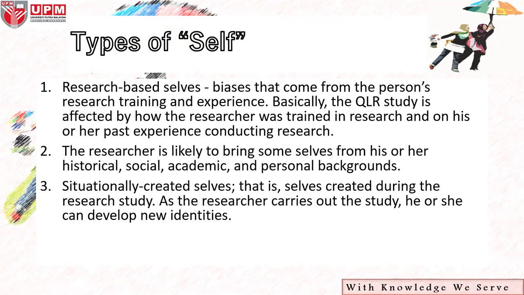Okay, next one, types of self. Dia ada tiga jenis. Okay, research-based self. Diri kita. Okay, first bias, research-based self ni referring to the bias that come from the person's research training and experience. Okay, bias tu datang bila kita attend the training related to the research ni. So basically the qualitative study is affected by how the researcher was trained in research and on his or her past experience conducting research. Kalau kita ada experience ni sebenarnya baguslah.